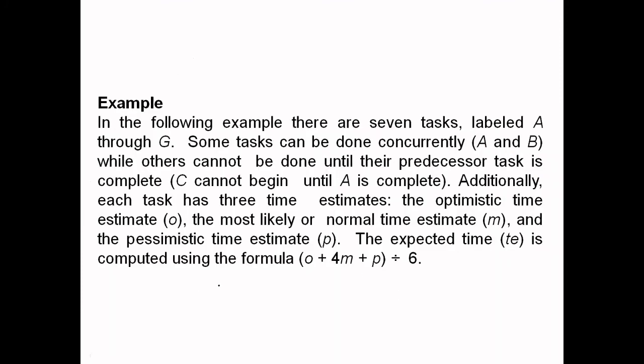This is the problem. In the following example, there are 7 tasks, labeled A through G. Some tasks can be done concurrently, in parallel, A and B, while others cannot be done until their predecessor task is completed. C cannot begin until A is complete. Additionally, each task has 3 time estimates: optimistic time O, the most likely or normal time estimate M, and pessimistic time estimate P. The expected time T is computed using the formula O plus 4M plus P divided by 6. Yes or not? Did you get the answer now?